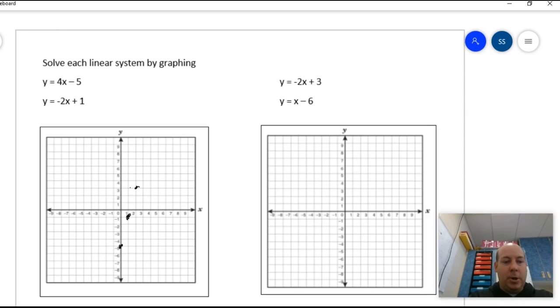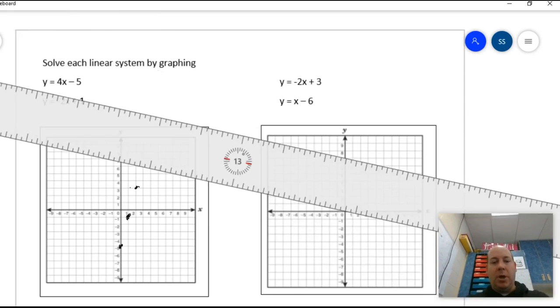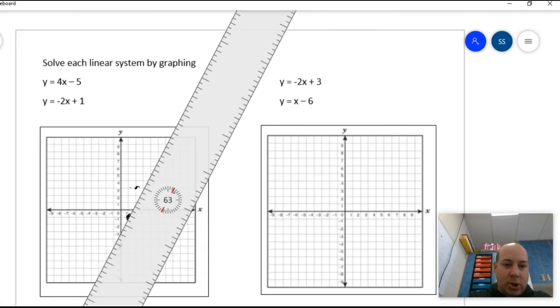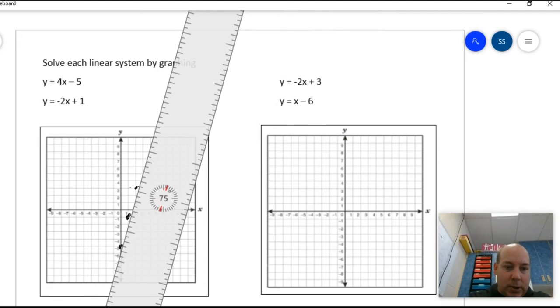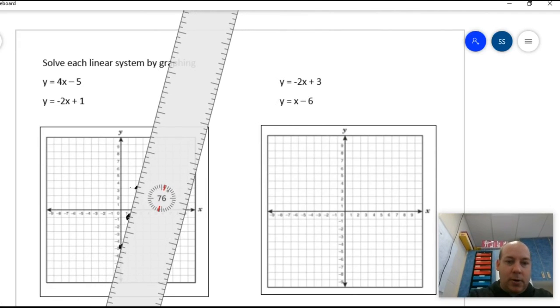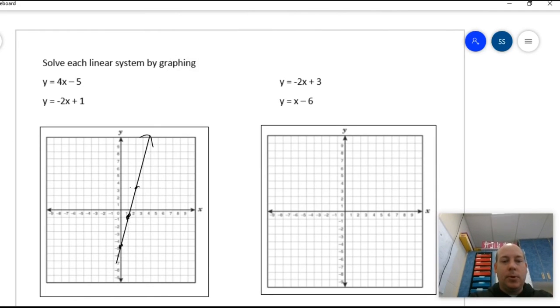Okay. And then I'm going to use a straight edge because, again, we want to be accurate with our intersection points. So we're going to try and get these as close to accurate as we can. All right, so straight edge helps us with that. Okay, so there's my first one. Change colors here and do my second one.